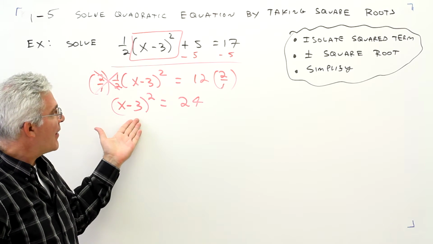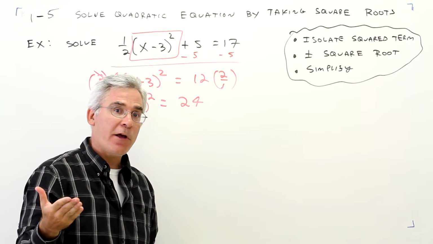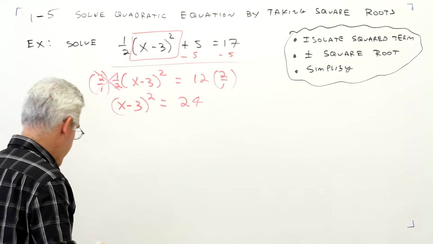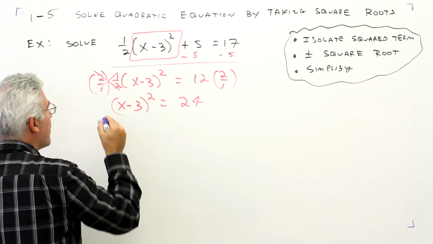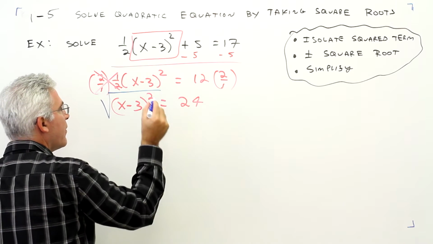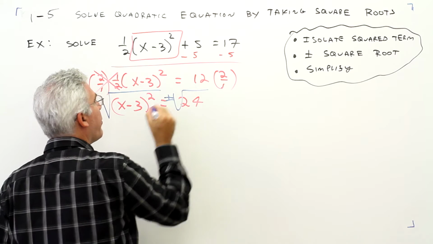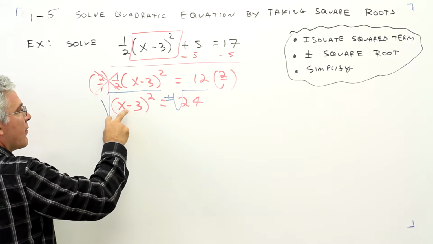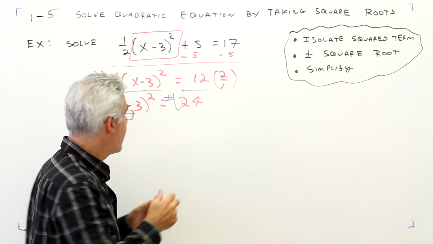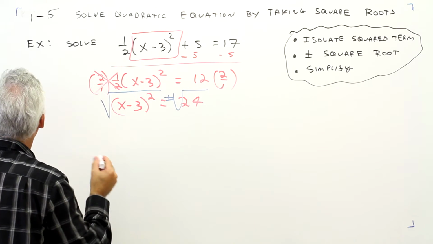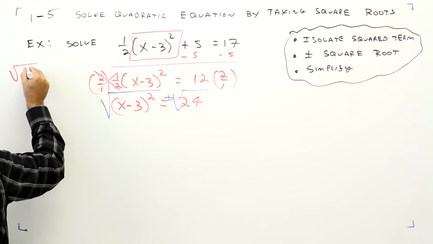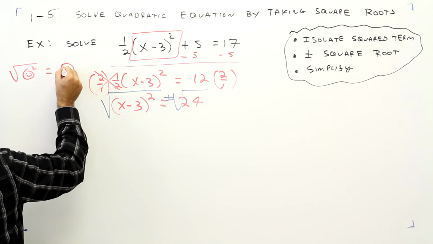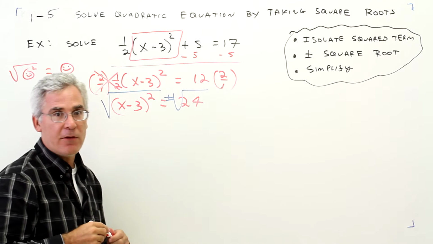Now that I've got this isolated, then what undoes squaring? Not just square rooting, plus or minus square rooting. What we'll do is we will take the square root of this side and plus or minus the square root of that side. And when we take the square root of something squared, we just get one of those factors. So for example, the square root of smiley face squared is just smiley face.